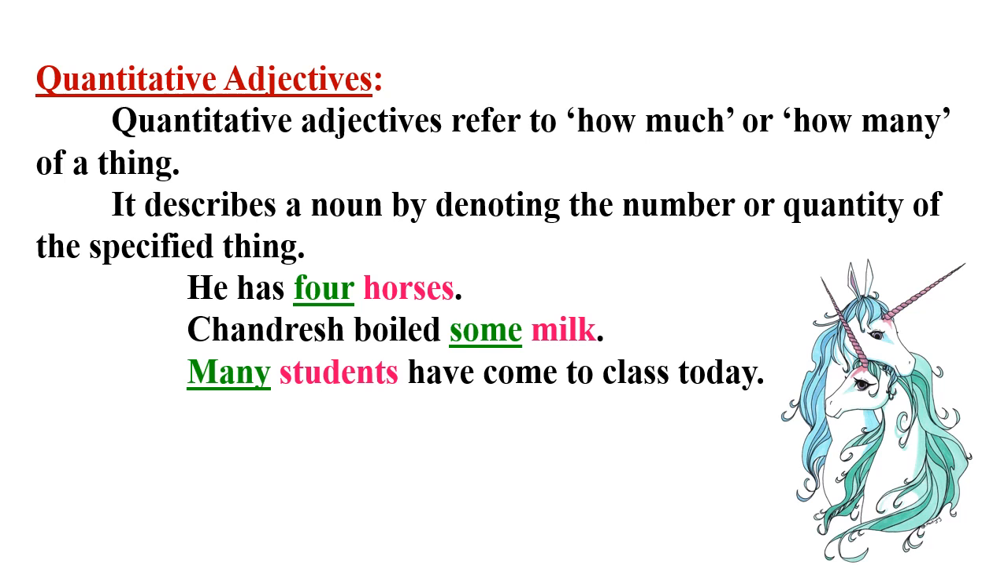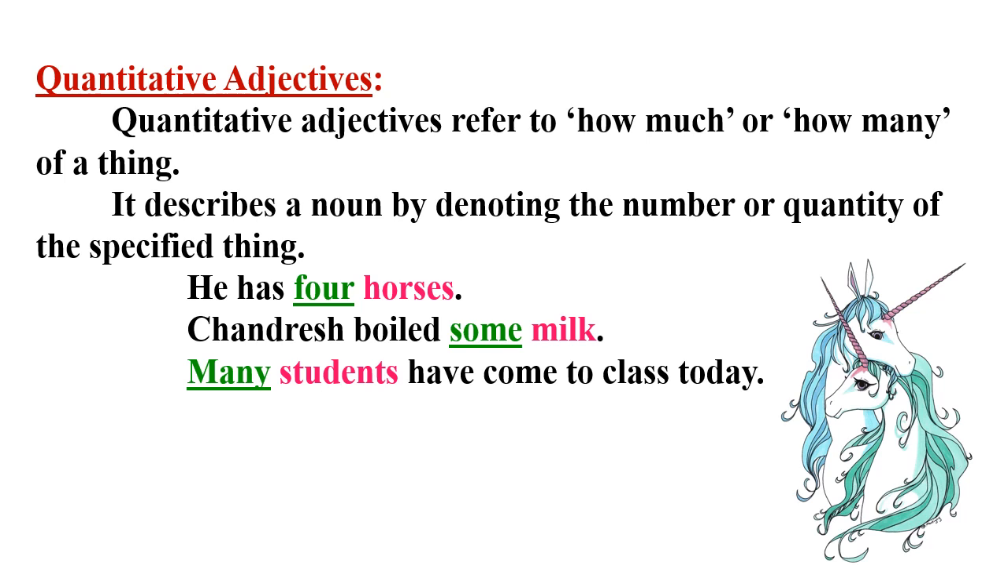Look at the first example. He has 4 horses. The noun in this sentence is horses. How many horses? 4 horses. So, quantitative adjectives refer to the quantity of nouns.